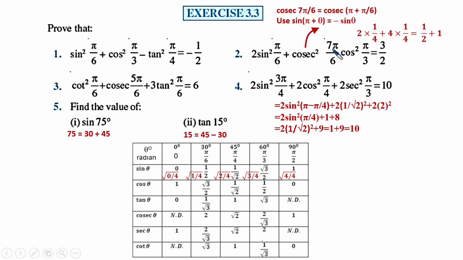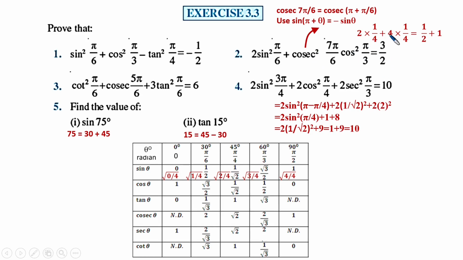And this is cosec square 7 pi by 6. You don't have it here, so you do a trick. 7 pi by 6 you can write as pi plus pi by 6. We know that sine of pi plus theta is minus sine theta, so cosec of pi plus pi by 6 will be minus cosec of pi by 6. But you are taking a square, so the minus will become plus. So cosec of pi by 6 is 2, so this is your cosec square.